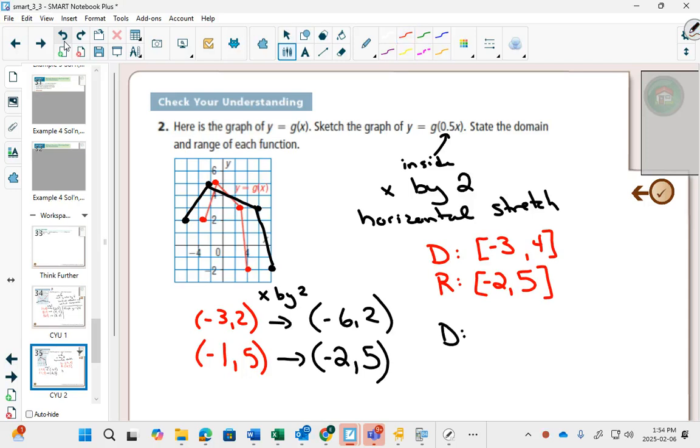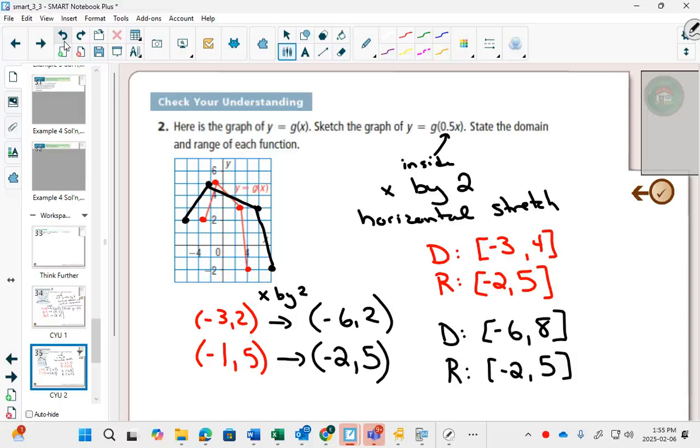And on my black graph, my domain is now negative 6 to 8. And my range is still negative 2 to 5. Does it make sense that our range didn't change? Right? Because we're doing something to the x. So, oh, surprise, y didn't change.